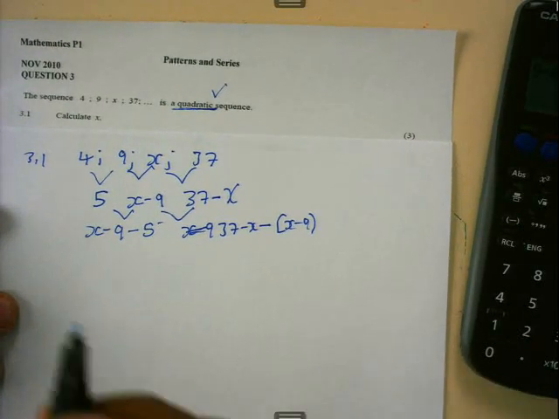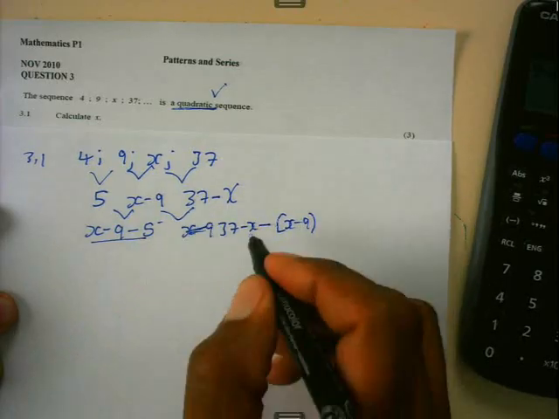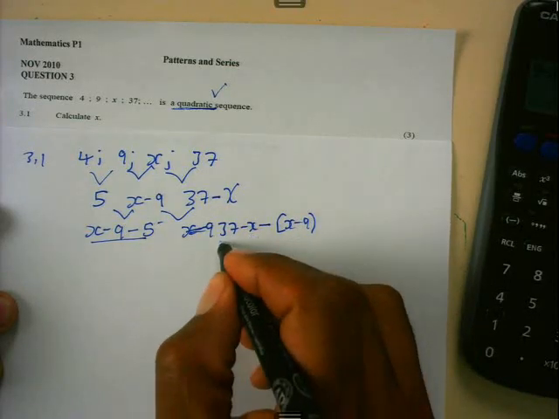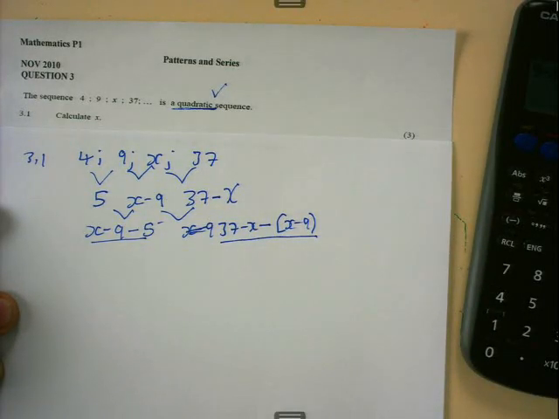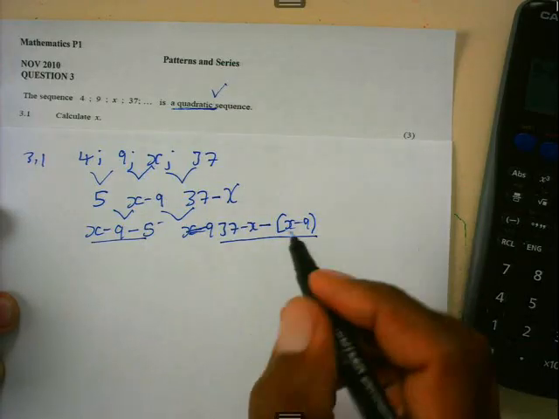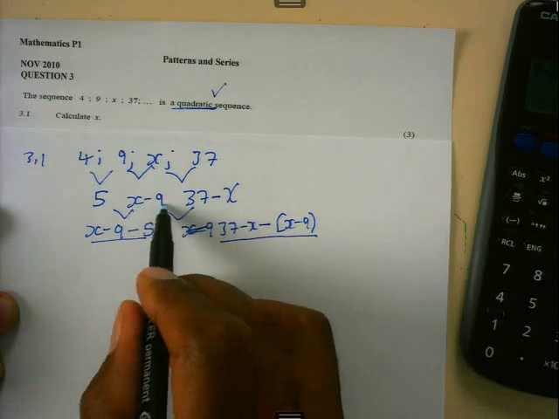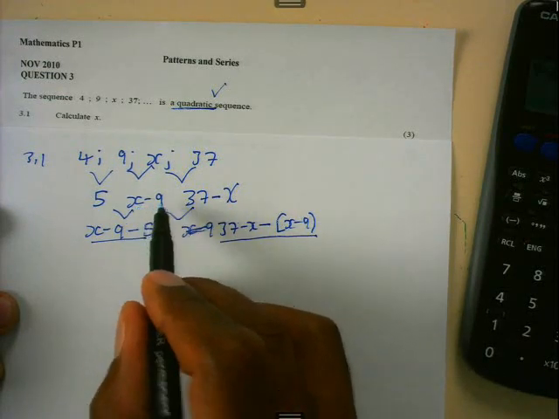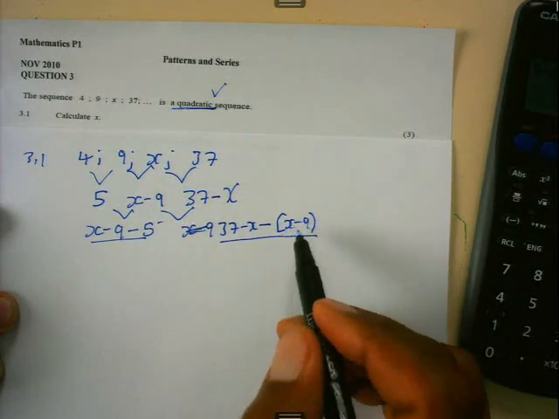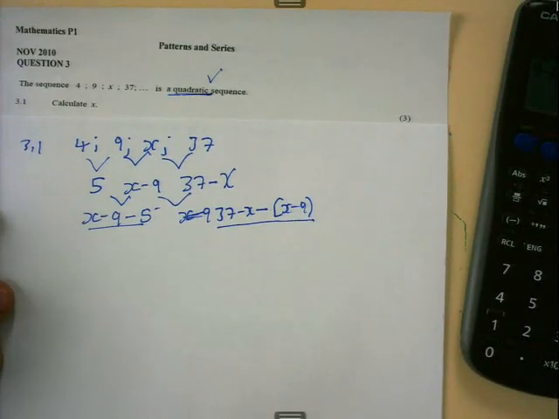Of course, now, look at the second difference. We have x minus 9 minus 5 and also 37 minus x minus into x minus 9. Why do I put this inside the brackets? Very important, boys and girls, because now we have two terms here. Now, it means these two terms, we must multiply them with the negative sign.